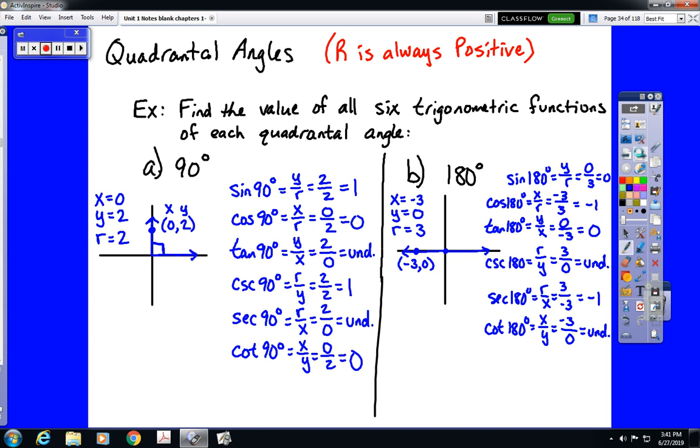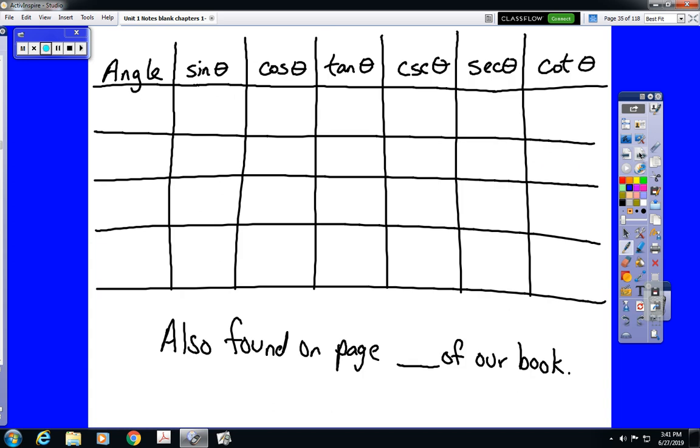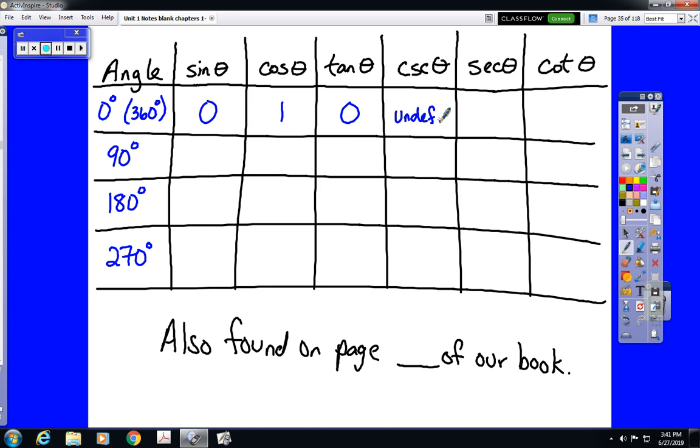So that leads us to creating a reference item for quadrantal angles. We're going to create a chart that shows the values of the 4 quadrantal angles for any of our 6 trig functions. So we have 4 quadrantal angles. We have 0 degrees, which is also 360, 90 degrees, 180 degrees, and 270 degrees. For 0 degrees, sine is 0, cosine is 1, tangent is 0, cosecant is undefined, secant is 1, and cotangent is undefined.